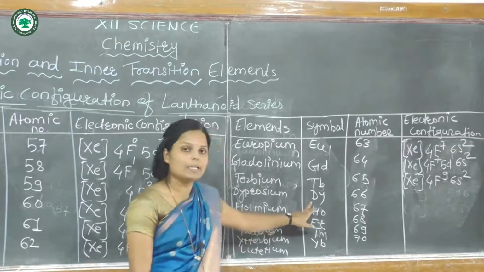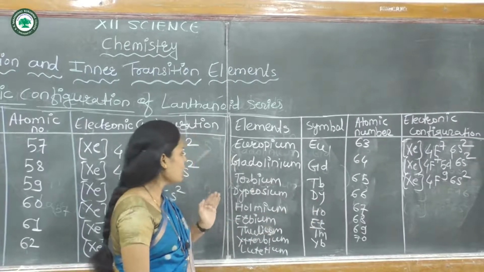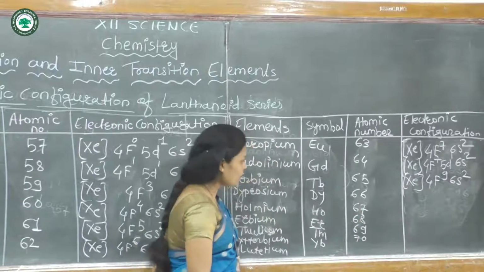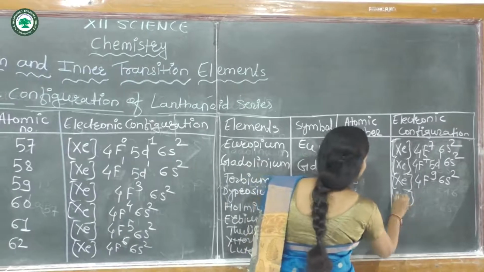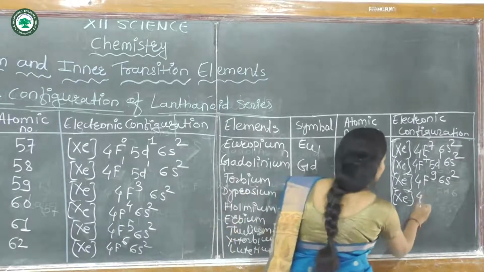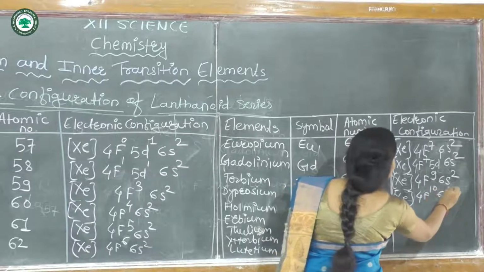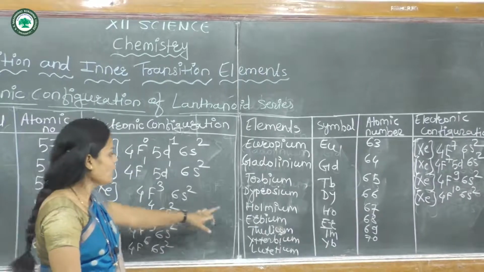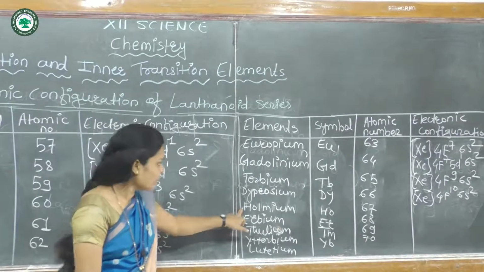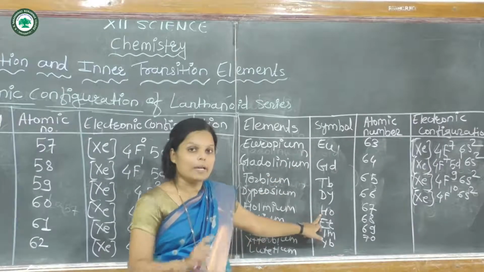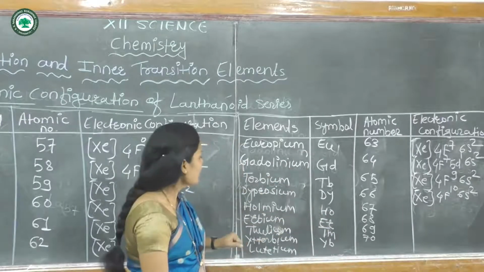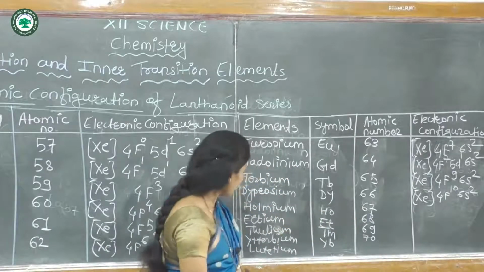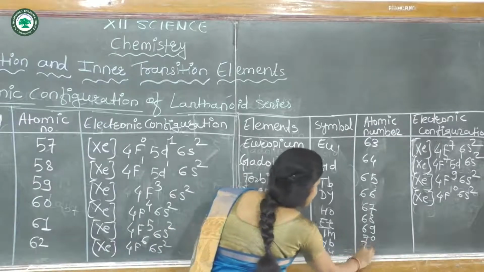Dysprosium is denoted by capital D, small y, and the atomic number of dysprosium is 66. The electronic configuration is xenon, then 4f10 and 6s2. Now the next element is holmium. The symbol of holmium is capital H, small o, and the atomic number of holmium is 67.